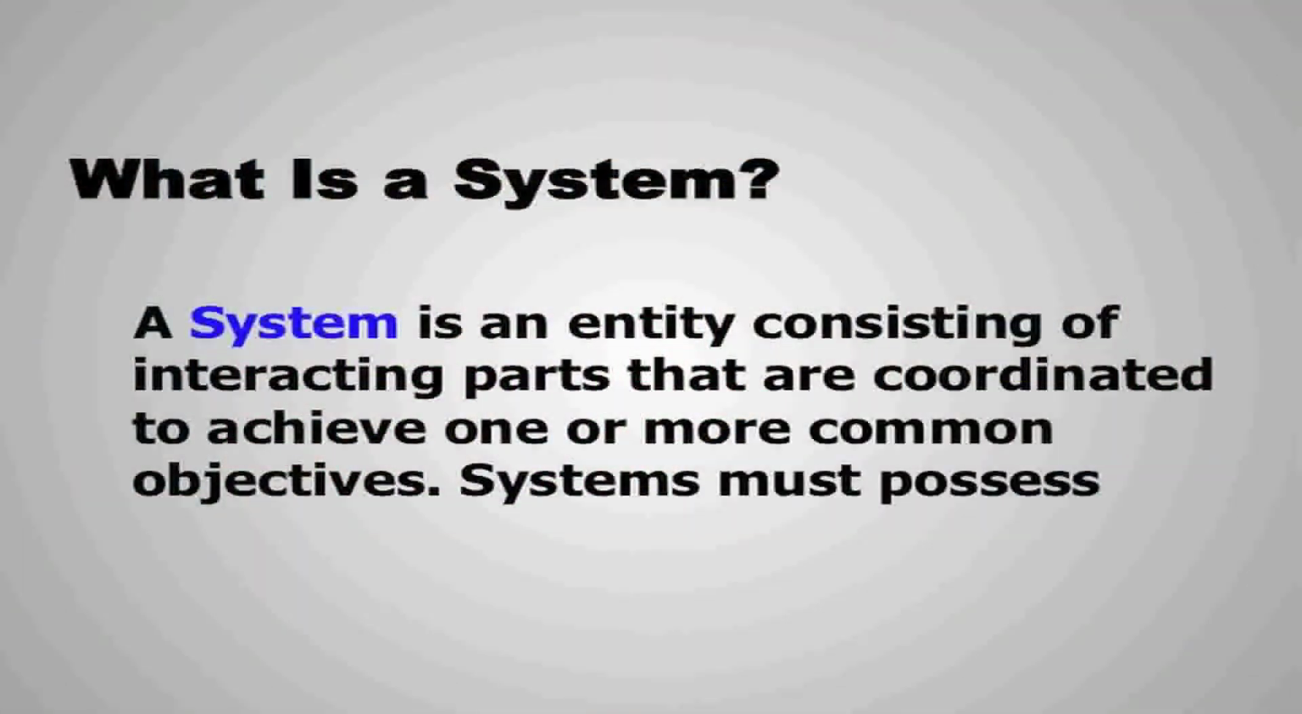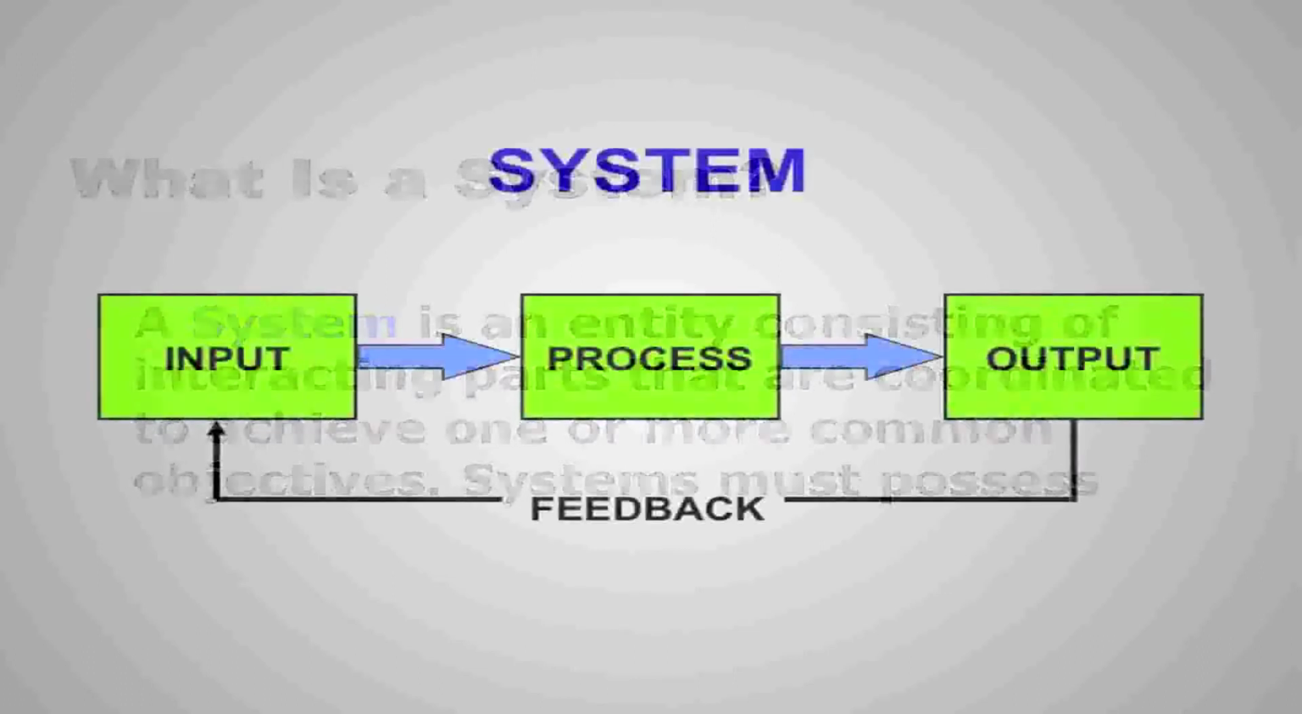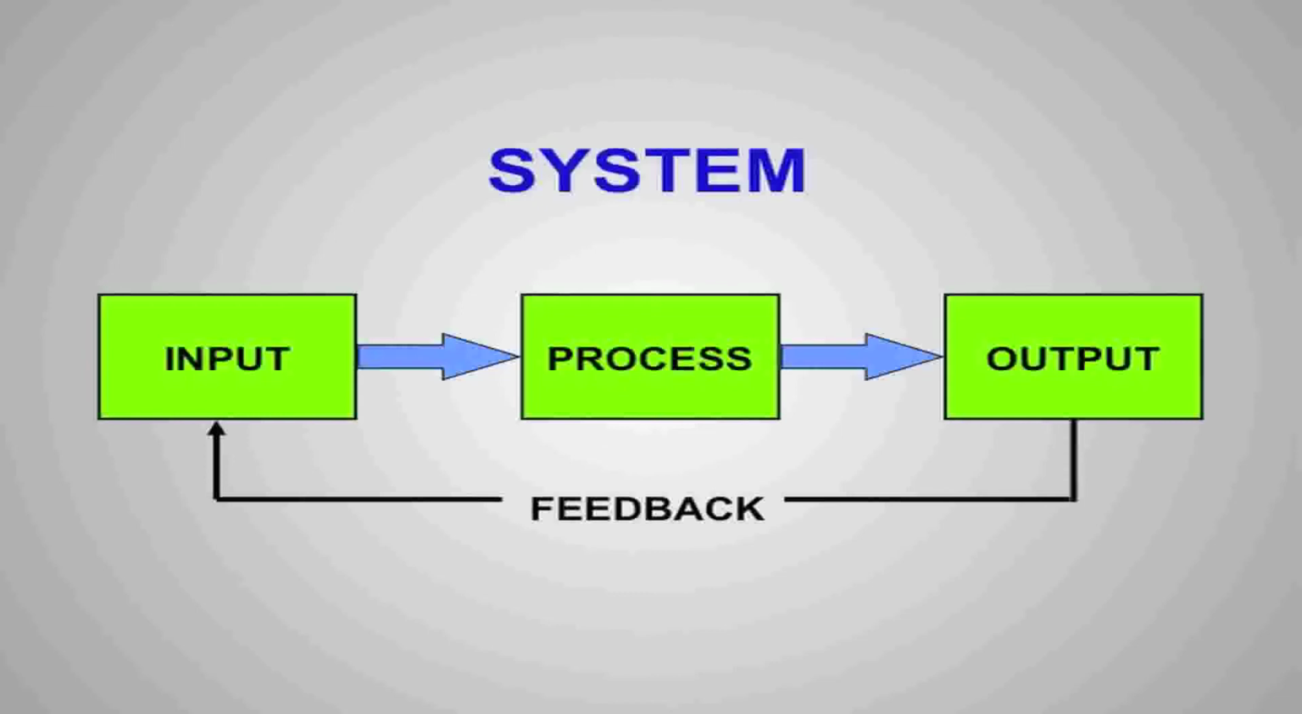Now, what is a system? A system is an entity consists of interacting parts that are coordinated to achieve one or more common objective. Systems must possess the following: input, processing, output. Output will again work as feedback and then again input will be received. So, if we go to our previous slide, we can say that a system is an entity, and it consists of interacting parts. Say for example, our body is a system where all the organs are being interrelated and they work together so that we can carry on our life.